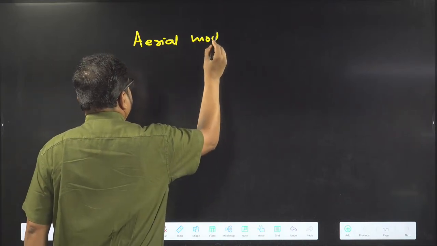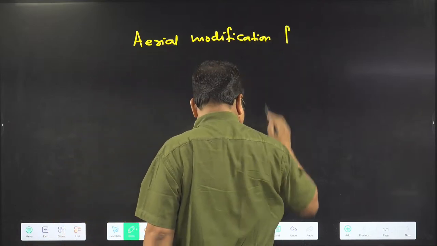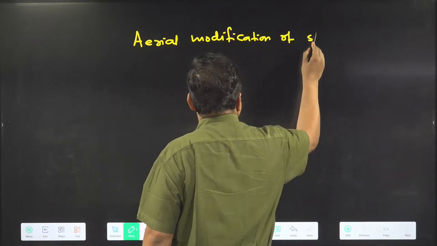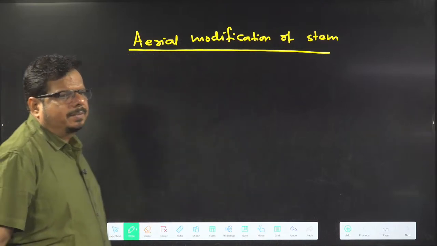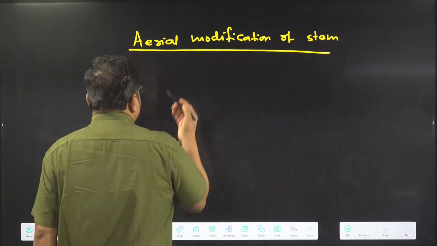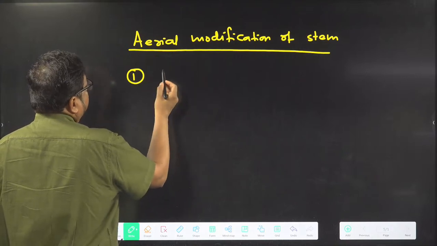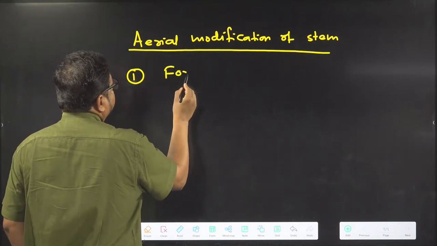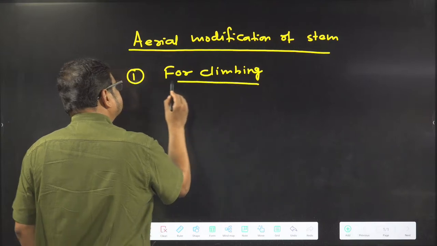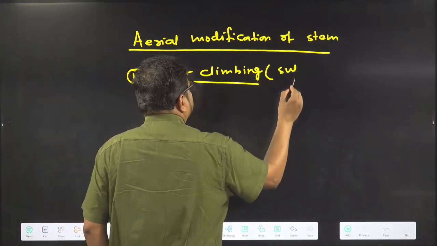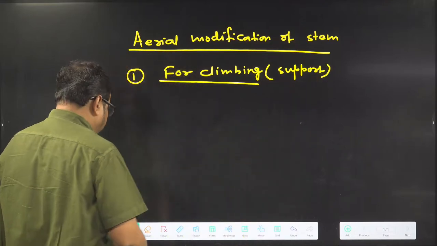Aerial modification of stem. And why are these aerial modifications there? What is the purpose of these aerial modifications? So many different purposes are there. First purpose I am writing for climbing, or you can say support. First modification I am writing for climbing or support.